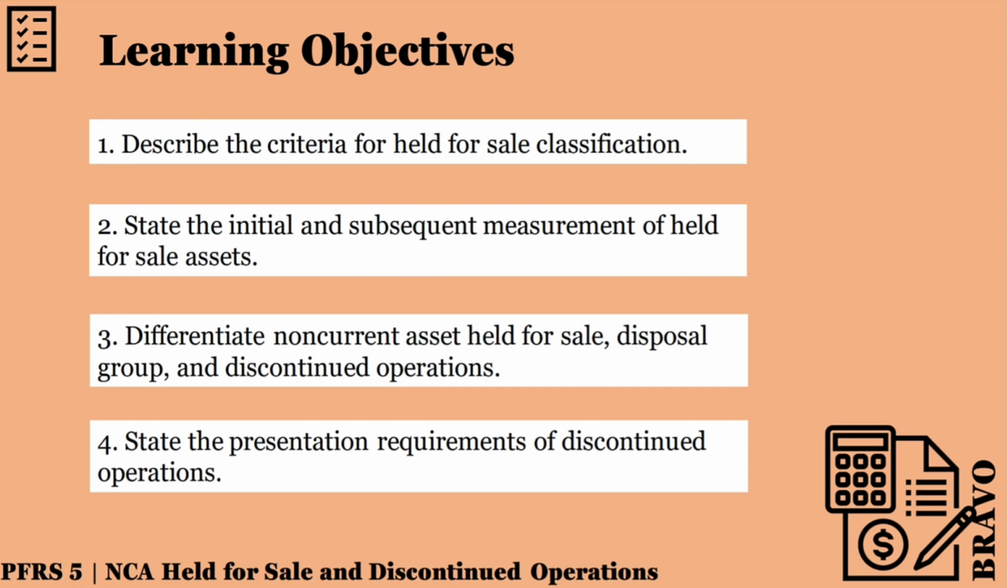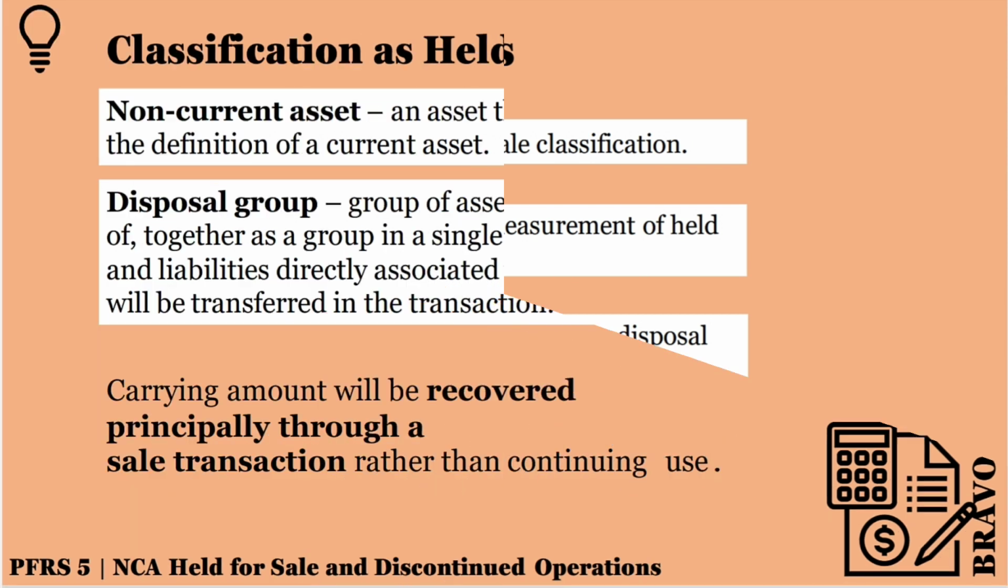At the end of this video, you are expected to describe the criteria for held for sale classification, state the initial and subsequent measurement of held for sale assets, differentiate non-current asset held for sale, disposal group, and discontinued operations, and state the presentation requirements of discontinued operations.